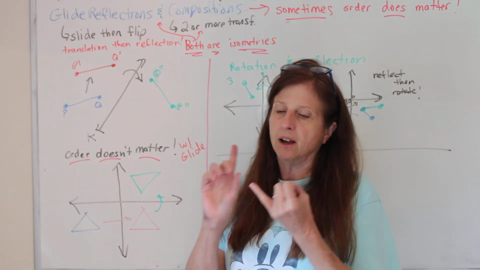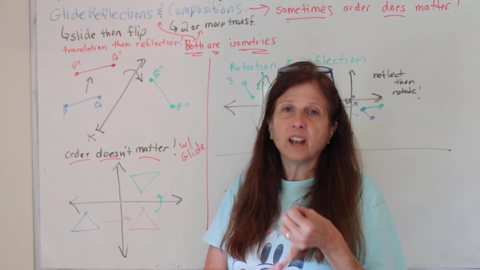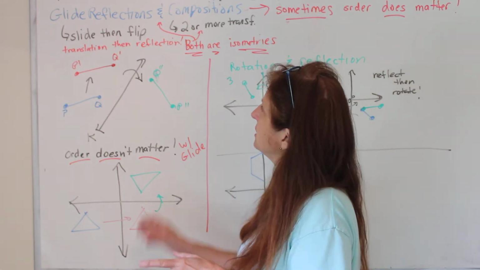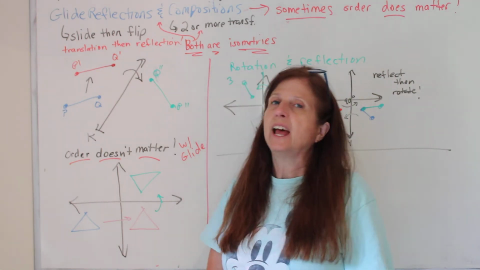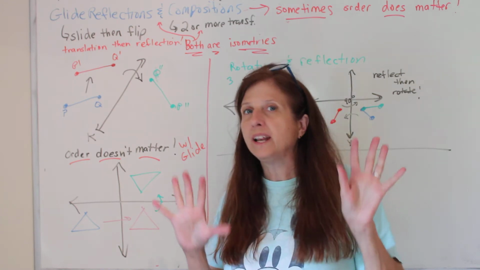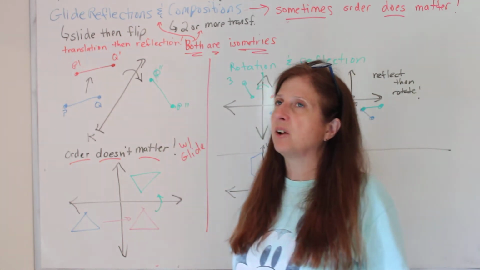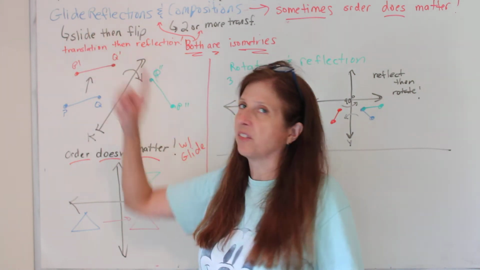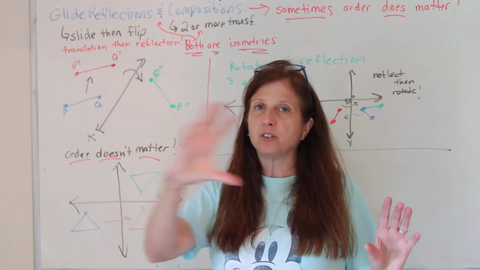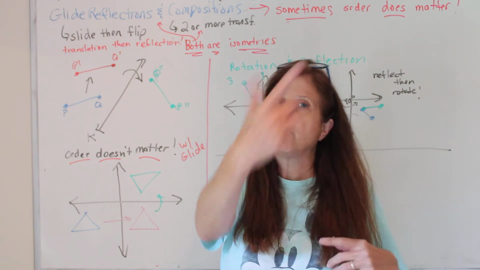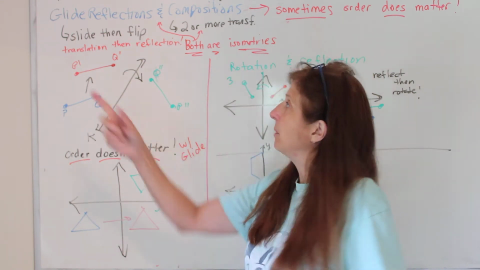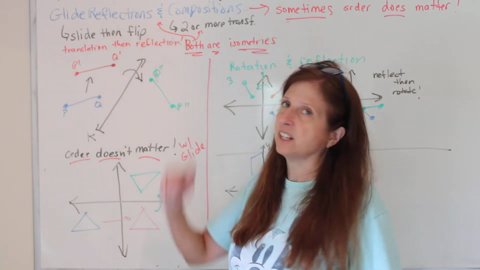And we've talked about reflections, rotations, translations, and now we're going to talk about, well, what if you do more than one at a time? So the first one we're going to talk about is called the glide, and that's where you slide, then flip. Slide, then flip. Or you do a translation, then a reflection.